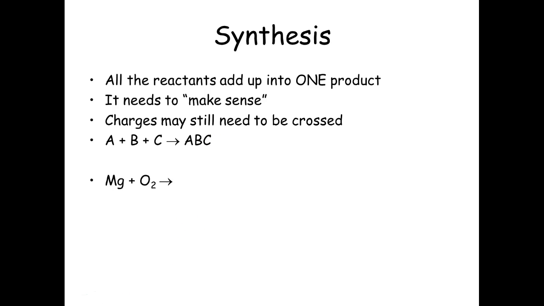All right, another type of reaction to predict the products is synthesis. What this is, it says all reactants add up into one product. Synthesis and combination reactions, if you remember, have just one product and they can have as many reactants as possible. And so you need to add them up so that they all still make sense. Charges need to be crossed. Sometimes there could be more than one possible answer, but usually there's not. So in our example here, we have A plus B plus C, and it would make a compound ABC, showing that all the reactants have to be combined into a compound for the product. So our example here is Mg plus O2, and when you put them together, you get MgO.